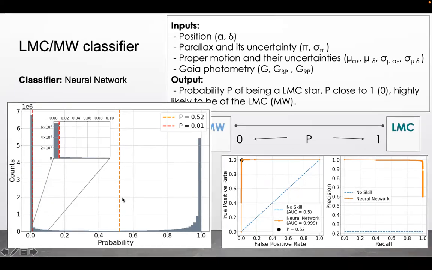So in the end, we got two data sets with these two probabilities. One we cut around here, so we have what we call an optimal sample. So we try to include as many stars in the LMC as possible. And this other cut here, the red one, around 0.01 probability, is what we call a more complete sample.